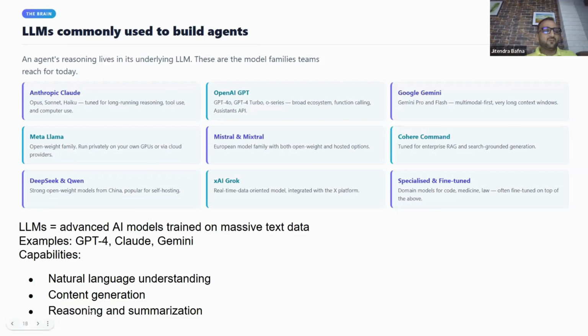Then, if you build the agent on top of the large language model, it can do the reasoning also, and it can summarize documents. If you have a 100-page document and you want to extract some important or critical information from it, you just provide that document as input to your large language model and ask for that particular information. It will summarize the information and provide it to you.